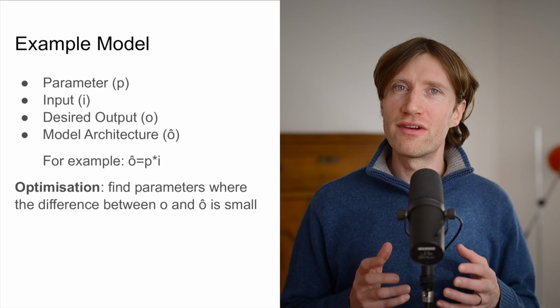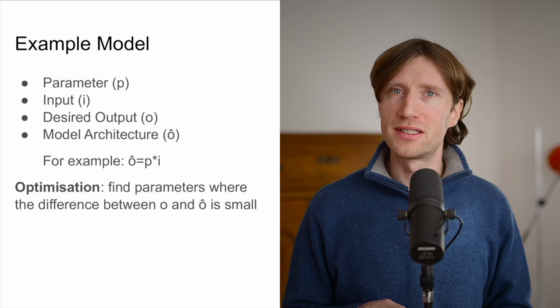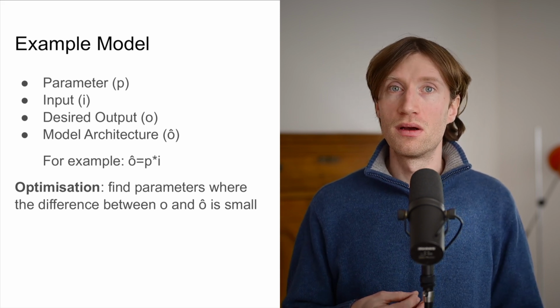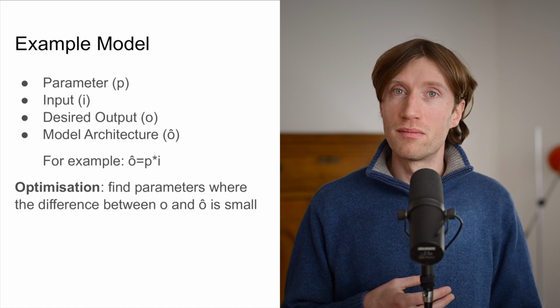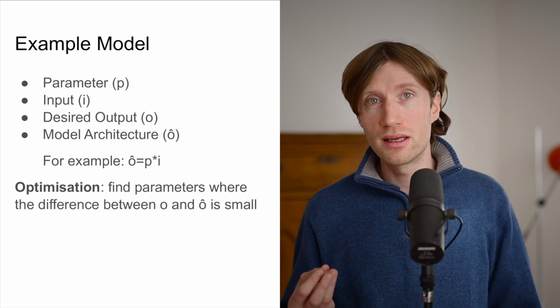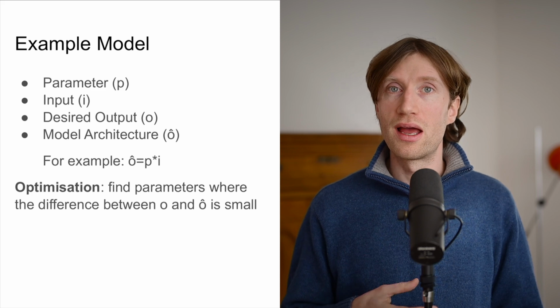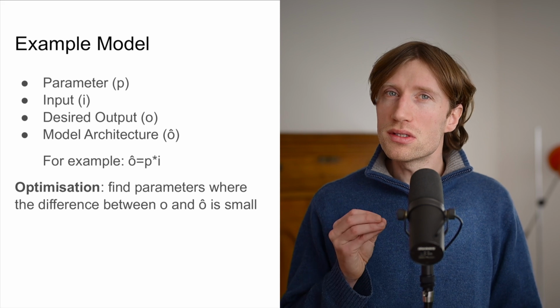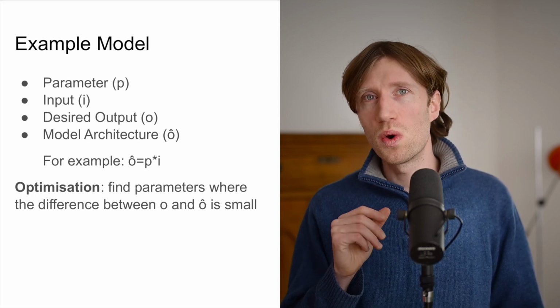Let's say you have a very simple model with only one parameter p, and the model architecture, which combines the p by multiplying it with the input I to get Ô, the prediction. You also know the desired output O.